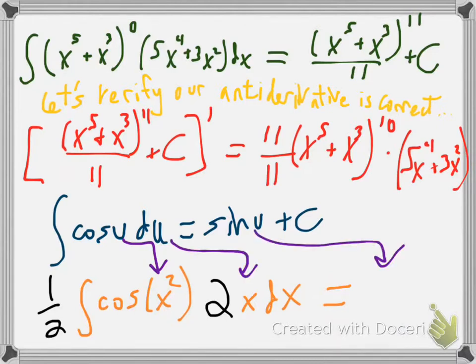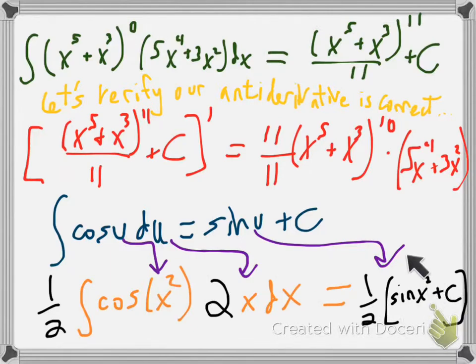So our answer is just going to be, we still have the 1/2 from the outside there. That's the 1/2 we need to create ourselves when we put this 2 on here. So we've got 1/2 times the sine of the original formula, the thing inside the cosine, which was x squared. And then don't forget we have to add on the plus c.